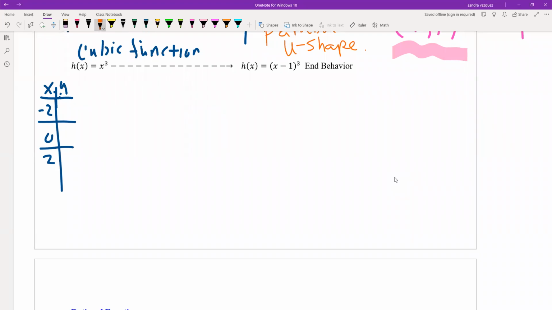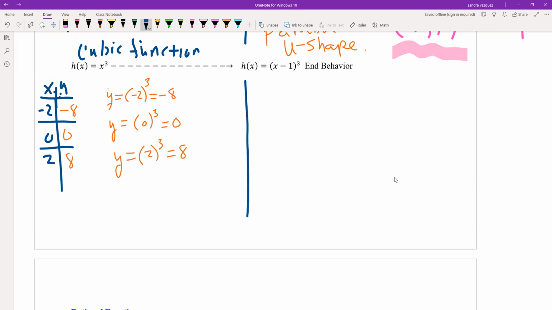So I'm going to plug in the -2. So then this will be y is equal to -2 to the third power. That will be equal to -8. Y will be equal to 0 to the third power, which is equal to 0. And then y will be equal to 2 to the third power, which is equal to 8. Okay, I am ready to graph.